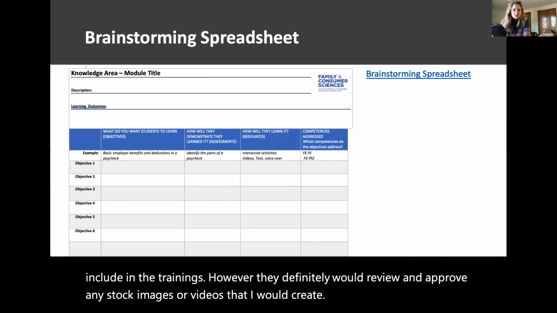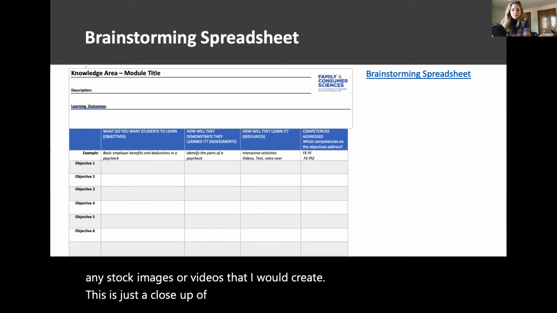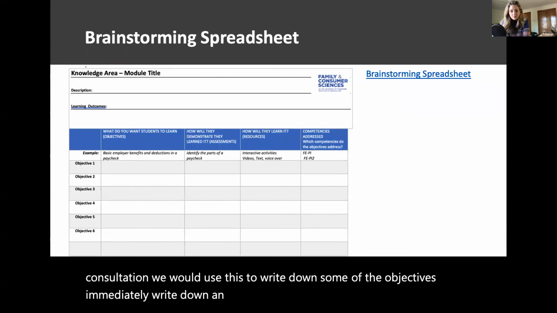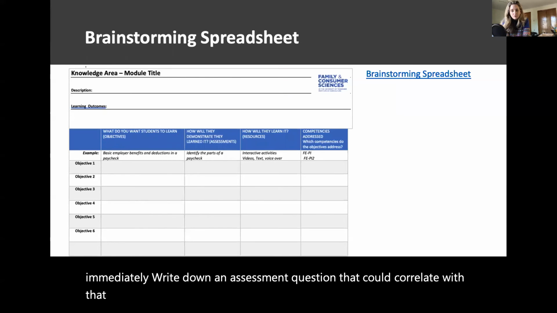This is just a close-up of the brainstorming sheet. So within the initial consultation, we would use this to write down some of the objectives, immediately write down an assessment question that could correlate with that, and then align that with the competency.